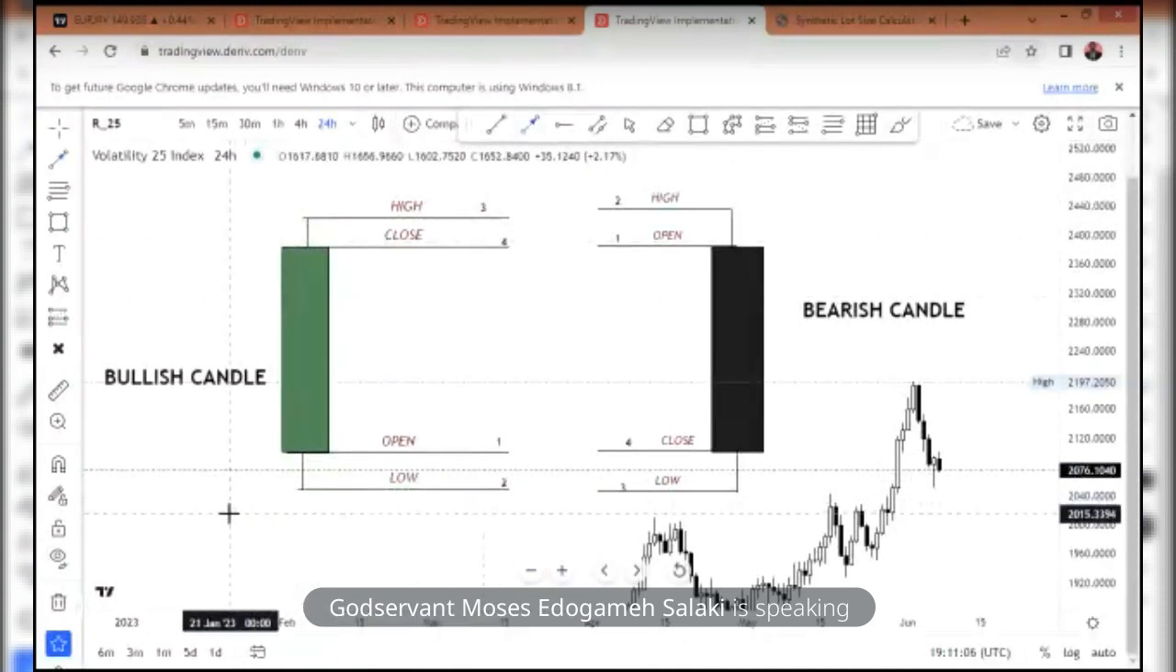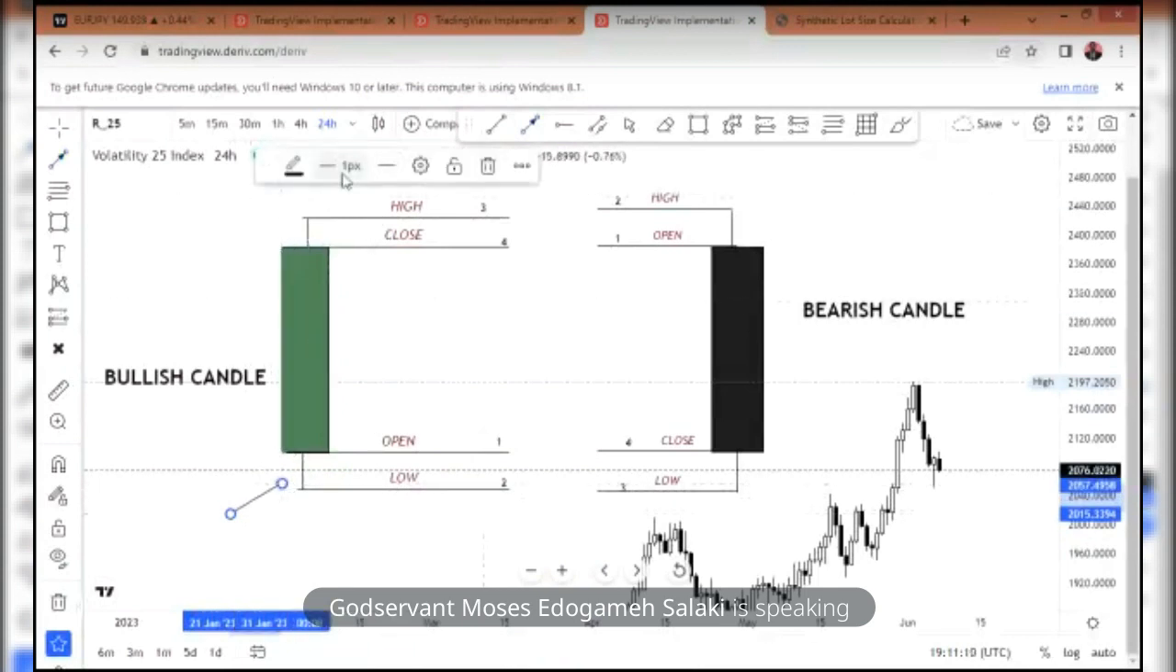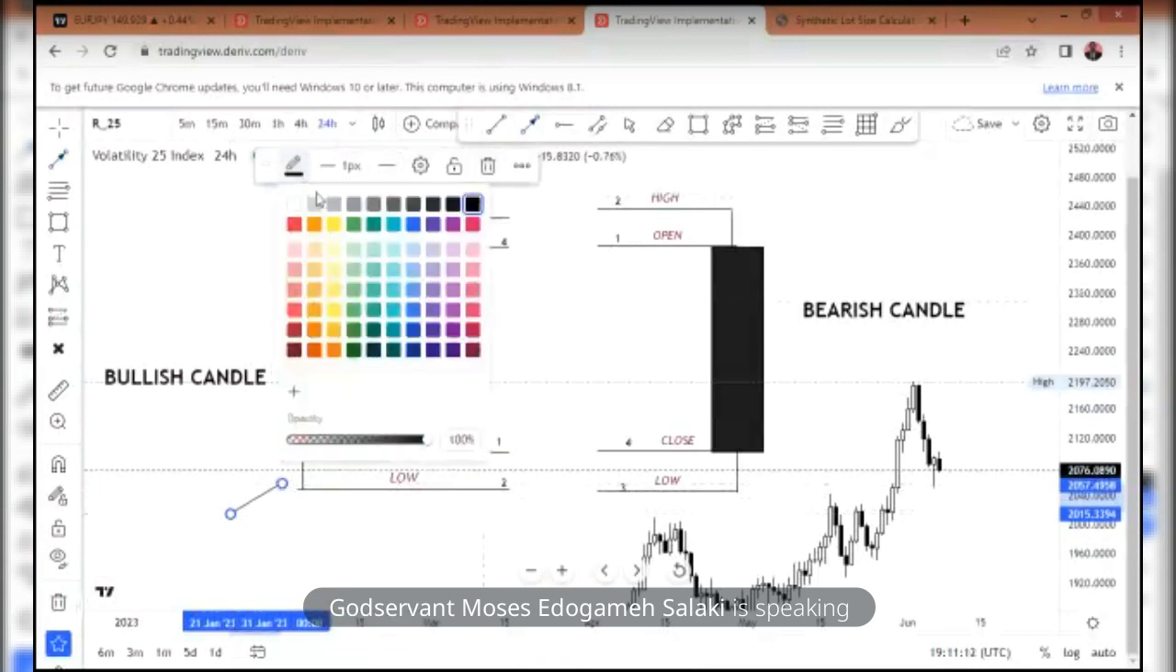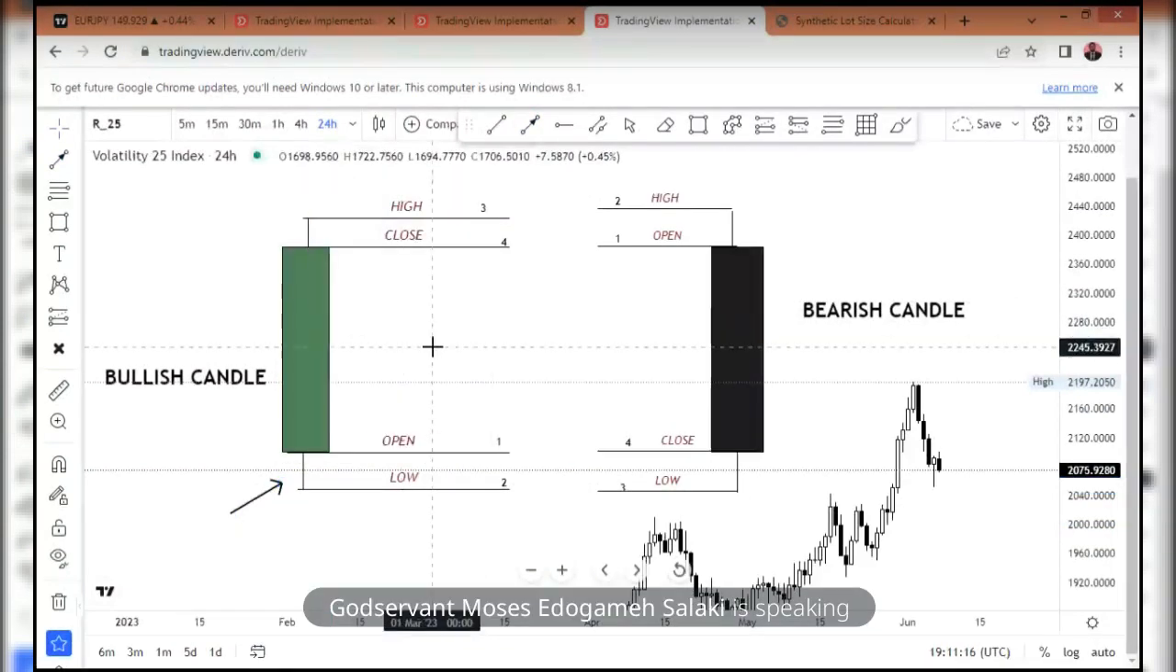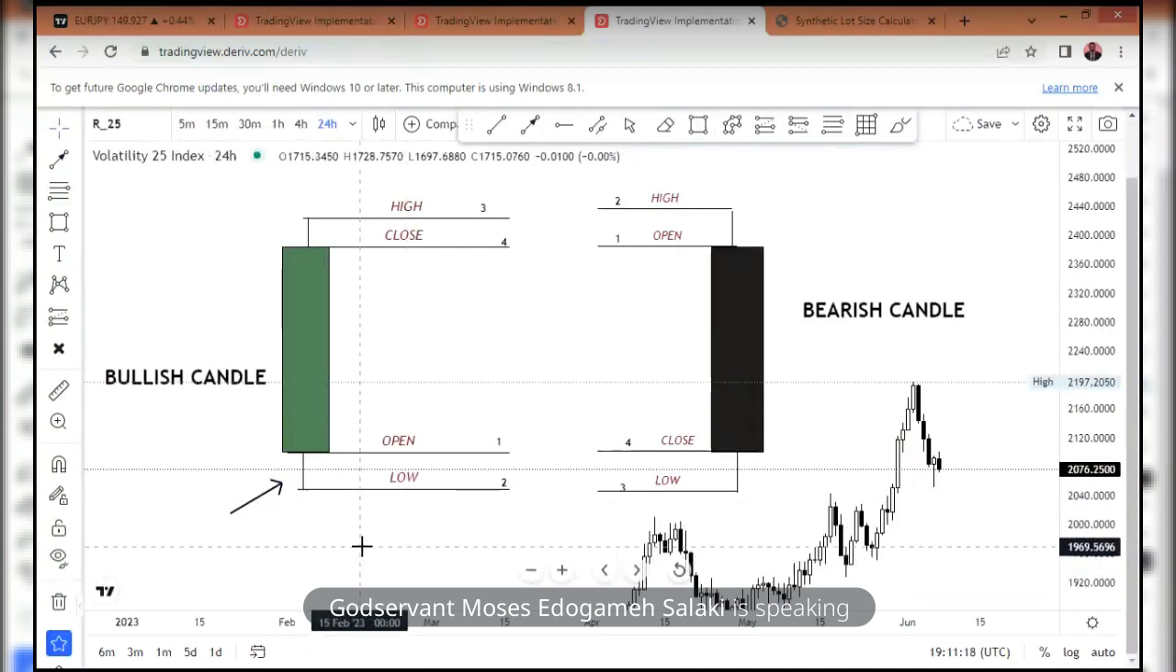Remember, we buy at the lows. That's where we buy. Price gives you that space to get in on the trade. So it creates the low. You are expected to enter at this low.